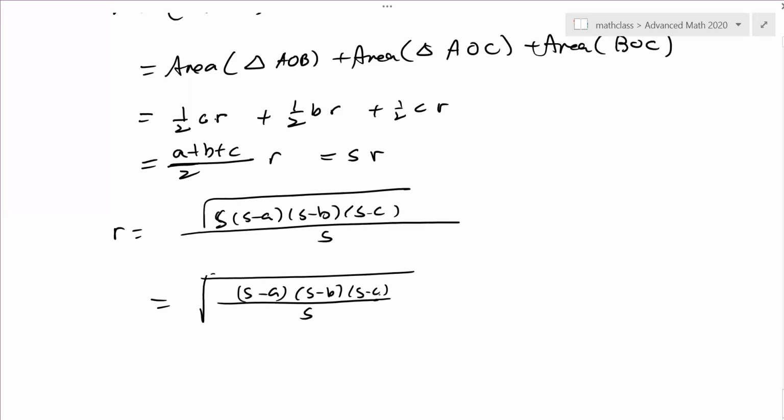Great, looks good, right? So in the future, if you have a triangle and the three sides are given, then you can find the radius of the inscribed circle using this formula. Okay, it's an interesting formula. And S is half of the perimeter. Okay, half of the perimeter.